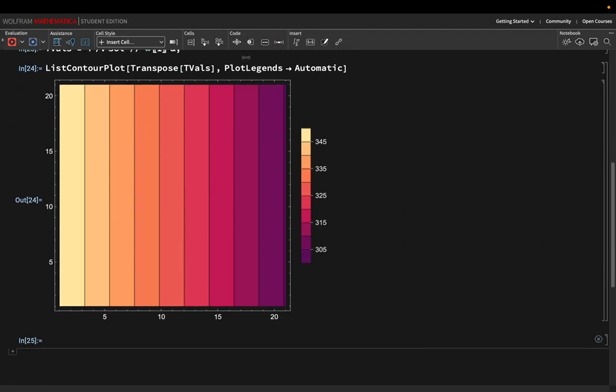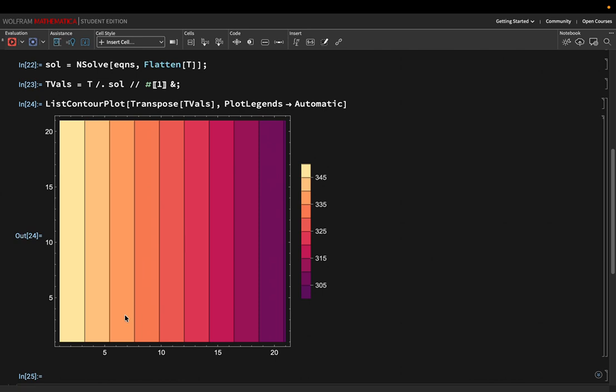So this is the plot we are going to have. As expected, the temperature here will be very high, and as we go towards the right end, the temperature will gradually reduce and be close to 300. This is a straightforward one.